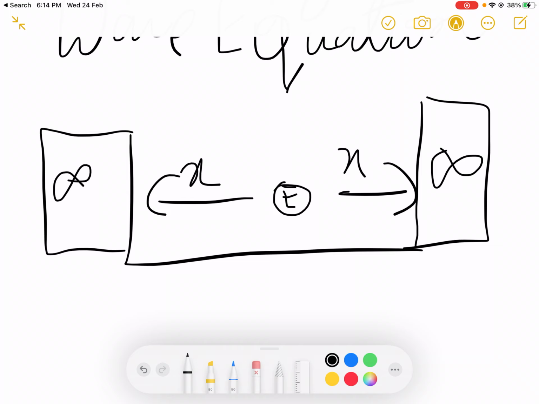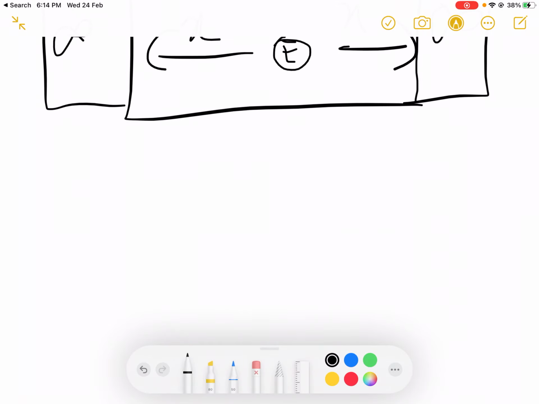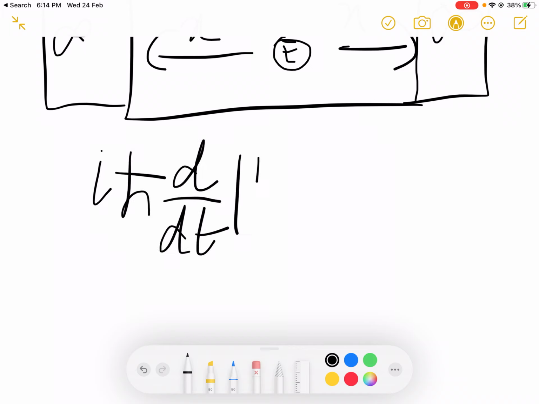Now we want to know where in the entire box we can find the particle, and that is where we can use the Schrödinger wave equation. One of the most complicated forms of the Schrödinger wave equation looks something like this. Don't worry, we're not going to be solving this one, but something similar to it.